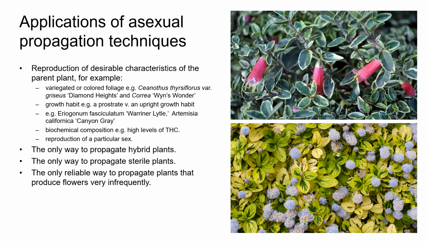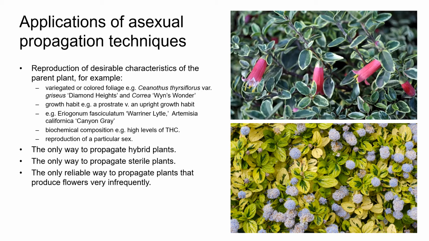Perhaps we want to reproduce a specific growth habit. An example might be the Warren a Little selection of California buckwheat, Eriogonum fasciculatum. California buckwheat has an upright growth habit, but Warren a Little has a prostrate growth habit, and we need to propagate it asexually from cuttings in order to ensure that our plants retain the prostrate growth habit.